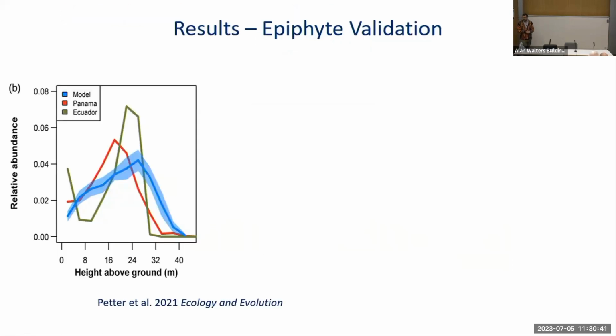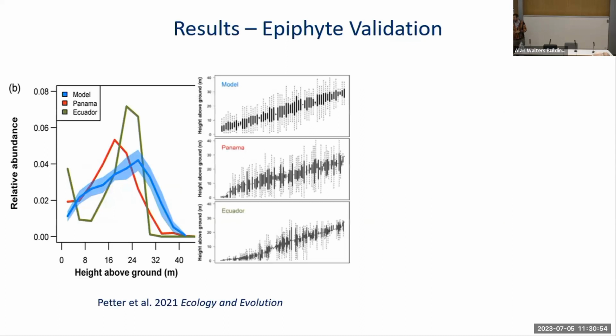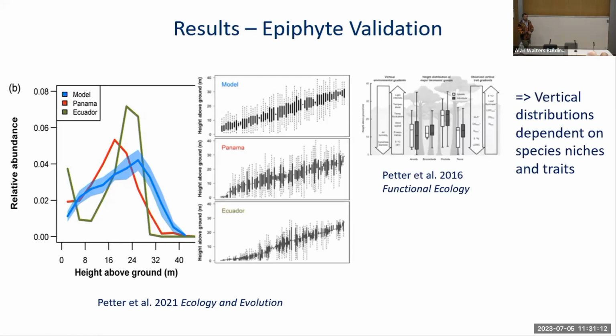Okay, the results for the validation only have comparable data for two sites, one from Panama and one from Ecuador, and we were able to capture the peak canopy peak in abundances, and also got a very similar spread of vertical distributions of the different species or different types of epiphytes. Obviously, in the models, they're virtual species, they're not really comparable to real-world species, but you could get this use of the canopy throughout. And that also resembles what we also analyze in the field, that there's distribution depending on the functional traits as well.